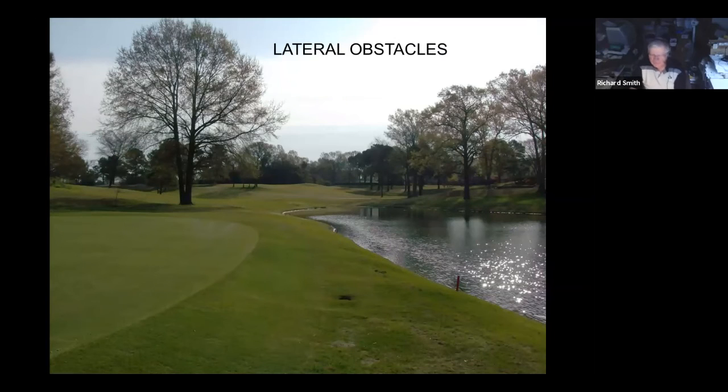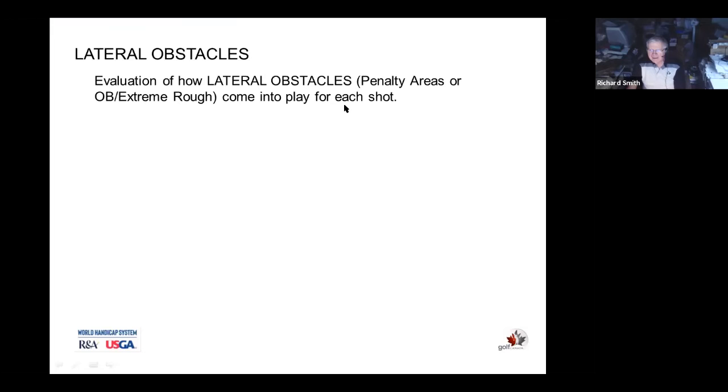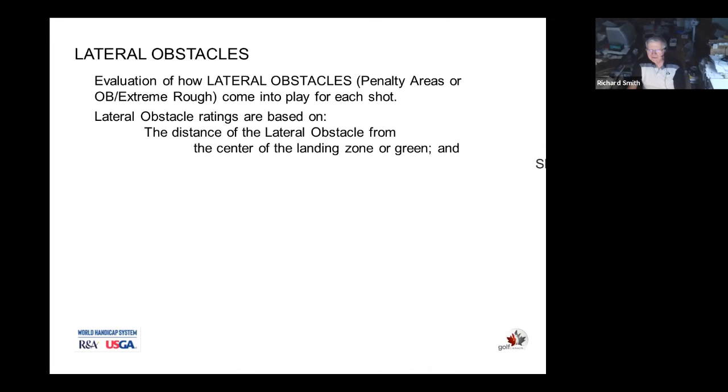Okay, so then we do move on after crossing obstacle to lateral obstacle. Okay, and this is just an evaluation of how the lateral obstacle, either penalty areas or OB extreme rough, come into play. We rate them the same. There's just a minor difference whether it's treated as a penalty area or not. Okay, based on distance of the obstacle from the center of the landing zone or green and the shot length to get there. Same concept as before.